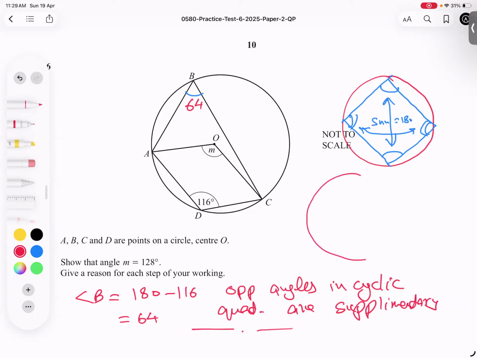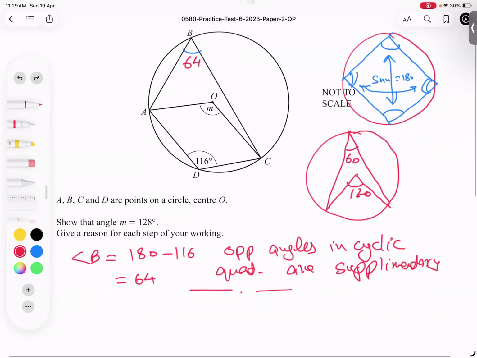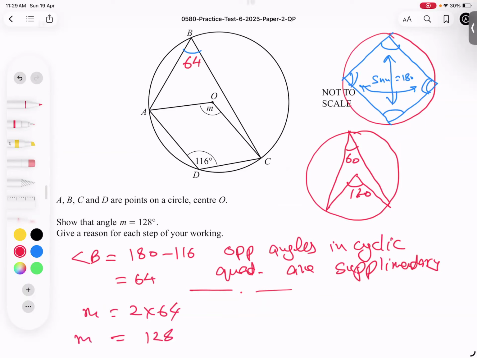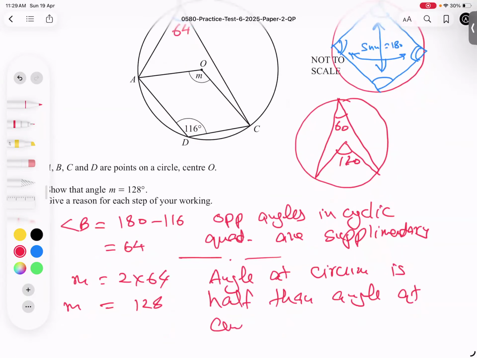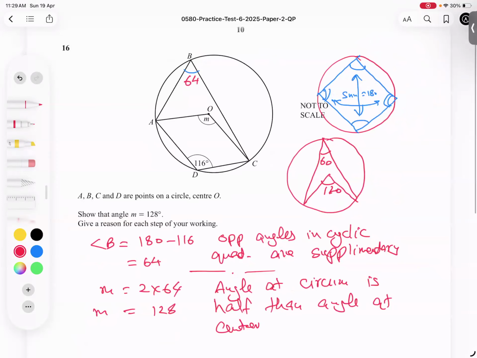Another important property is angle at center, angle at circumference. So this is clear: if this angle is 60, this becomes 120, because it is double. So whatever angle is here, 64, what is this? M is double. So I'm writing M is equal to 2 times 64. 2 fours are 8, 2 sixes are 12. And what's the reason? Angle at circumference is half of the angle at center. So I hope this question is also clear.